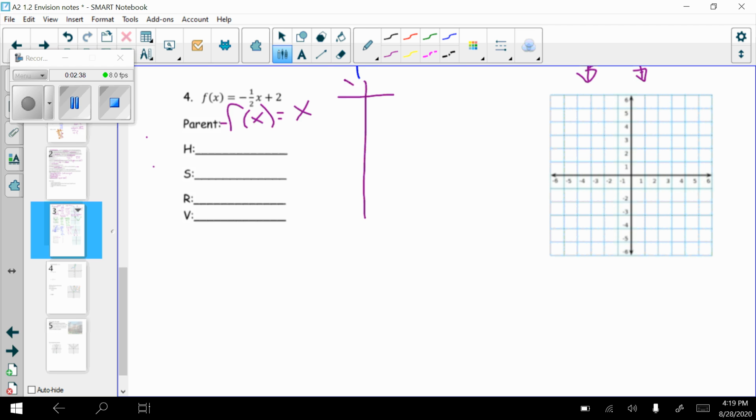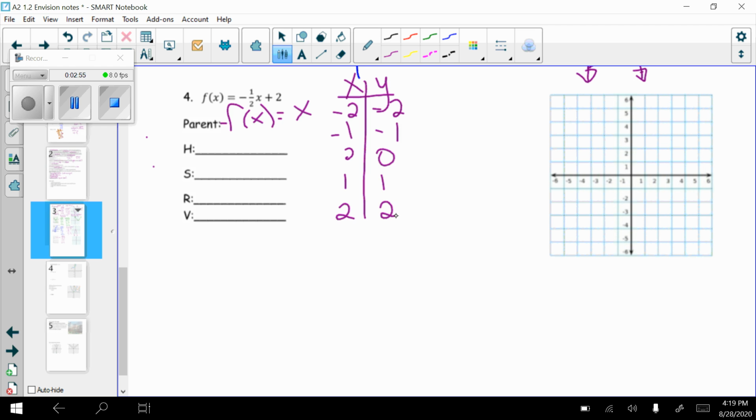So we're going to make our xy table. Negative 2, negative 1, 0, 1, and 2 for the parent function. Since the parent function is f of x equals x or y equals x, then my y's are the same as my x's.